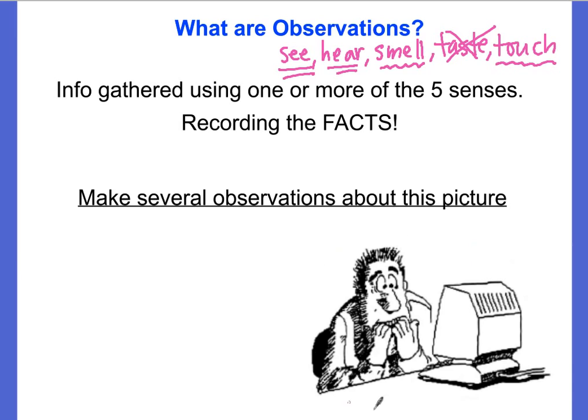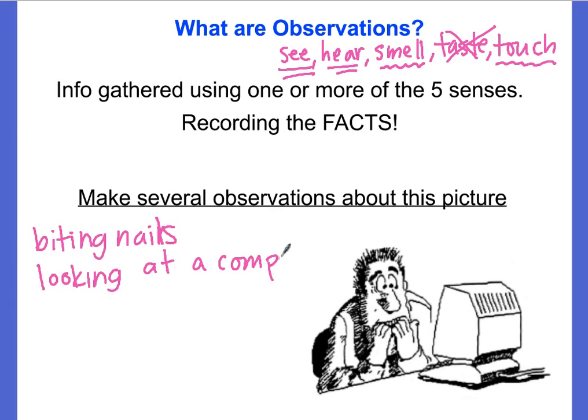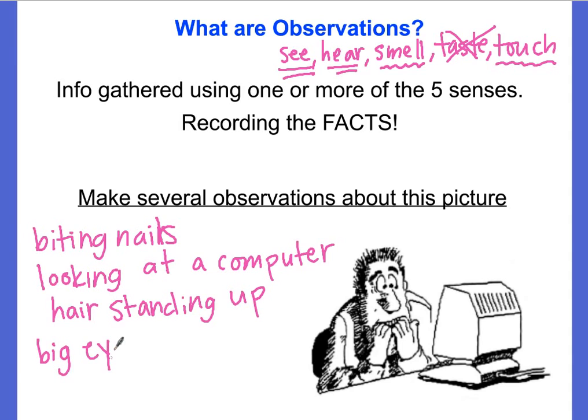So in this first little picture here, we could make some observations. Well, we can see that he is biting his nails. He's looking at a computer. What else do you think? His hair's standing up. His eyes are really big. Okay, those are observations, things that we see in this picture. Not what we think is happening, it's what we see.